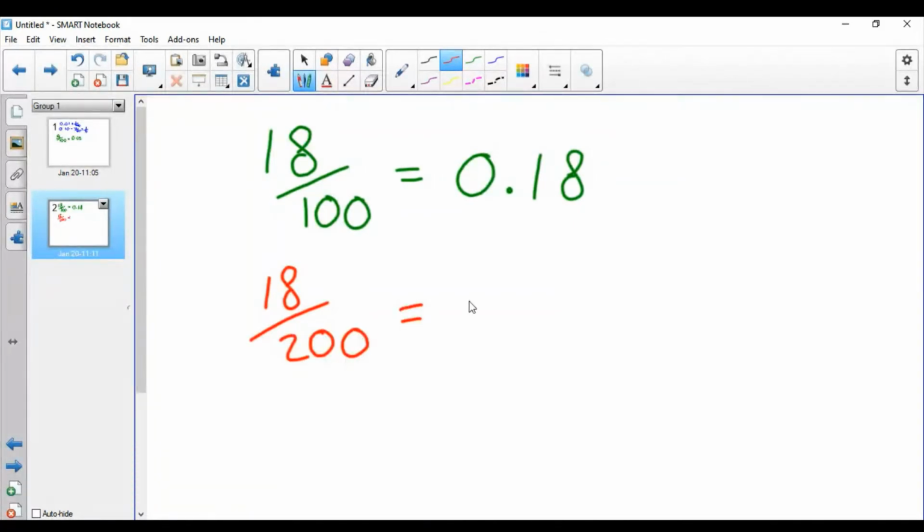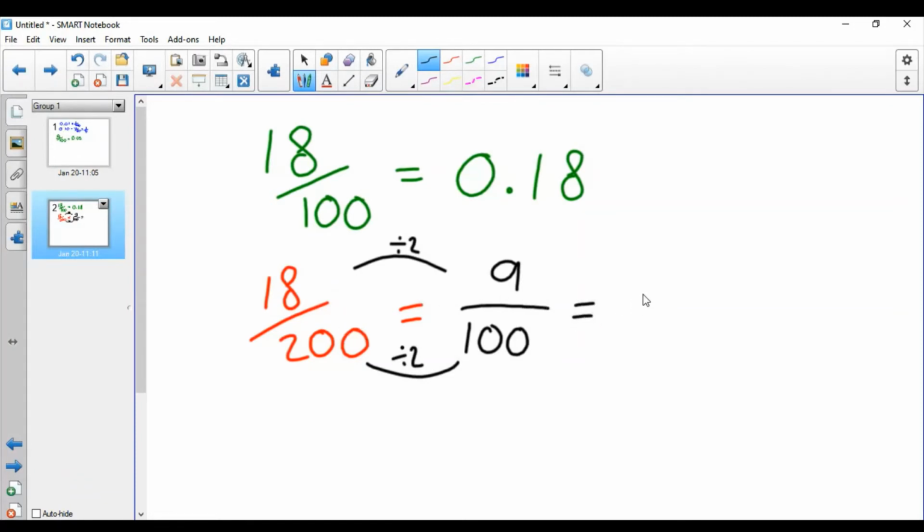18/200ths? What's that as a decimal? Well, 200. I wonder if I can find an equivalent fraction in 100ths to that. Yes, I can. 200 divided by 2 is 100. 18 divided by 2 is 9. So I divided that by 2, and I divided that by 2. So I've got a common factor of 2. So 18/200ths is equal to 9/100ths.